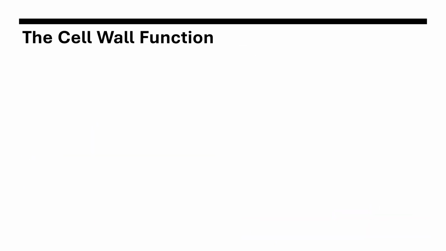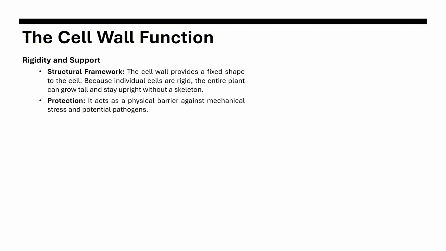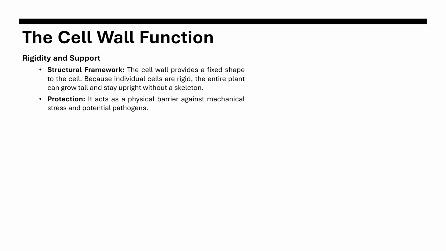We have seen that the cell wall is made of tough cellulose. But what does that actually do for the plant? Its primary functions are rigidity, support, and protection. In many ways, the cell wall acts as the plant's external skeleton. First of all, regarding its function, it provides a fixed shape. Because every individual cell is wrapped in a rigid box, they can be stacked like bricks. This allows the entire plant to grow tall toward the sunlight without collapsing.